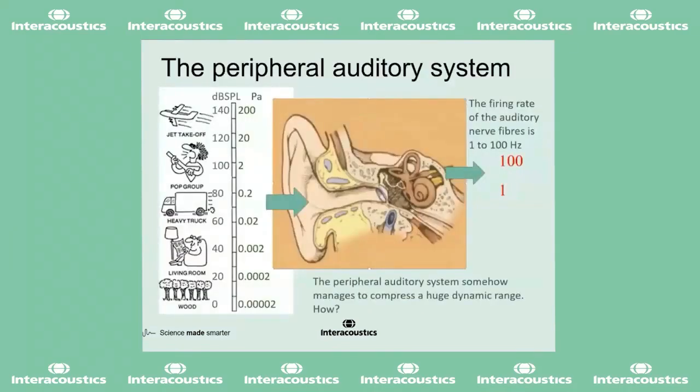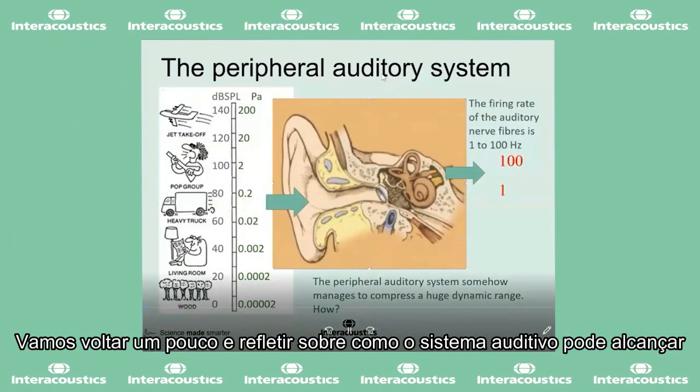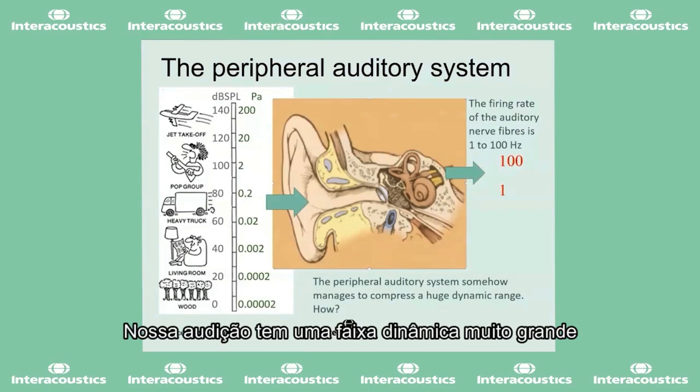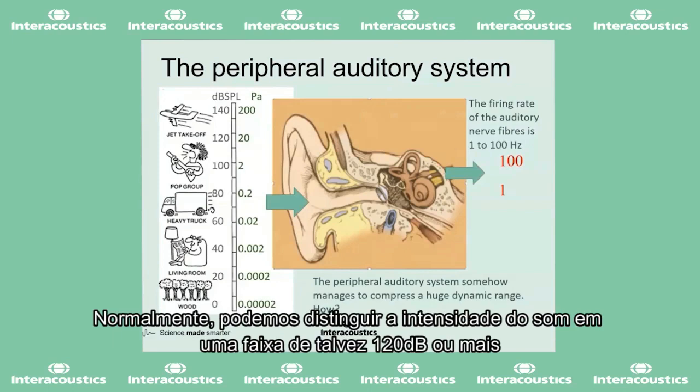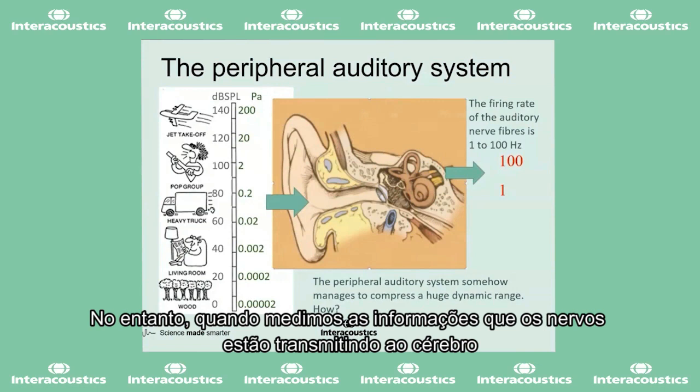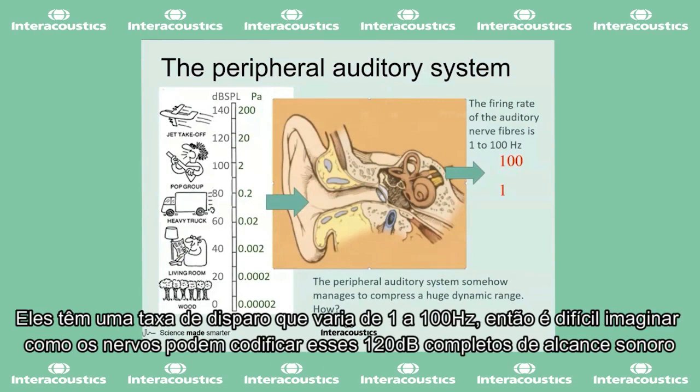So let's step back a little and reflect on what our auditory system can actually achieve, and see how otoacoustic emissions contribute to that. Our hearing has a very large dynamic range. Typically, we can distinguish sound intensity over a range of perhaps 120 decibels or more. However, when we measure the information that the nerves are transmitting to the brain, they have a firing rate that varies from perhaps 1 to around 100 hertz. So it's hard to imagine how the nerves can encode that full 120 decibels of sound range.